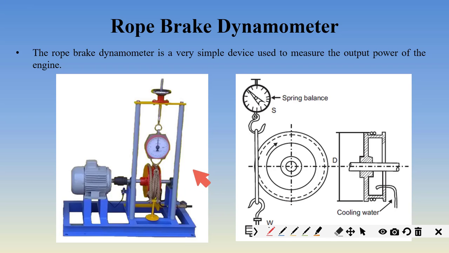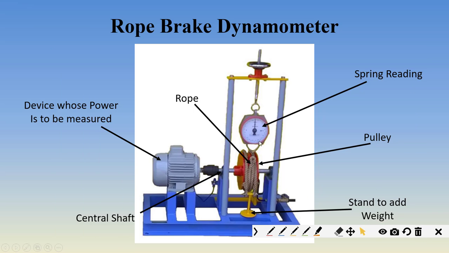Rope brake dynamometer works on the principle of absorption of the power by using friction. What do we do in this rope brake dynamometer? It is better explained in this diagram. In the rope brake dynamometer, this will be the device whose power has to be measured. In this case, it is an electric motor. But in our case, it will be what? It will be our engine. Out of the engine comes your crankshaft, right? Your crankshaft comes out of the engine. What we are going to do? We are going to add another long shaft onto the crankshaft.